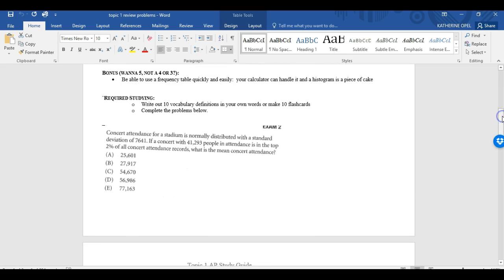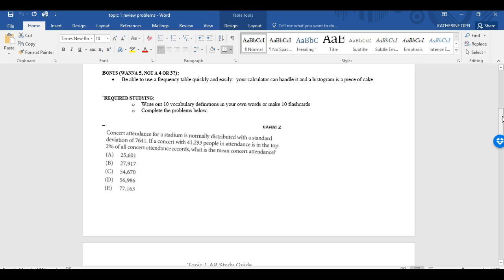Okay, so to the problems. The first problem, I want you to pause, and then I'll discuss how you do it. So pause right now, try it, and then I'm going to discuss. First problem. Concert attendance for a stadium is normally distributed with a standard deviation of 7,641. If a concert with 41,293 people in attendance is in the top 2% of all concert attendance records, what is the mean concert attendance?